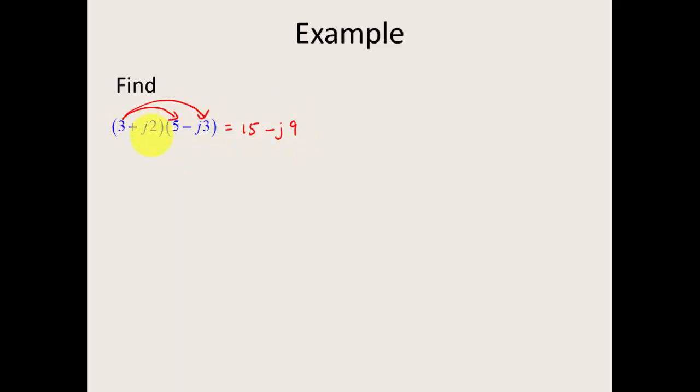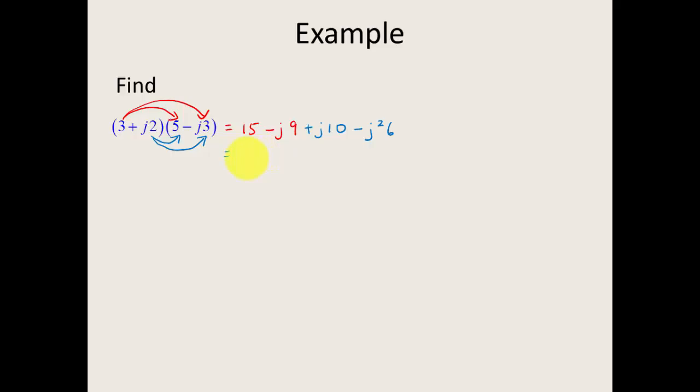Let's continue with this term now, j2. j2, I'm going to multiply it to 5. So I get plus j10. Now this is because the 2 times the 5 will give me a 10. And the j remains. And finally, take j2 and multiply to the last term, negative j3. So I get negative j times j gives me j squared. 2 times 3 gives me 6.